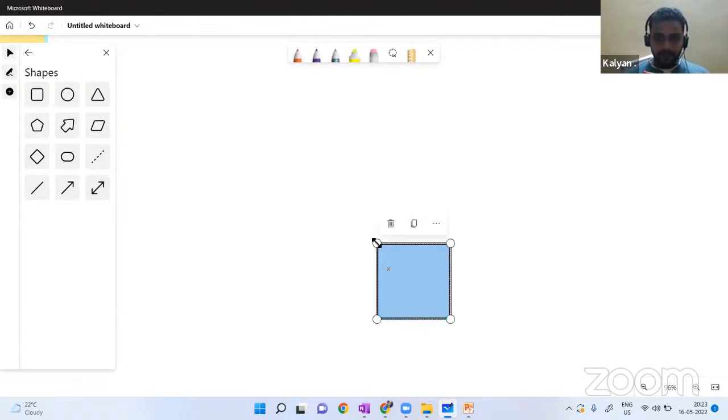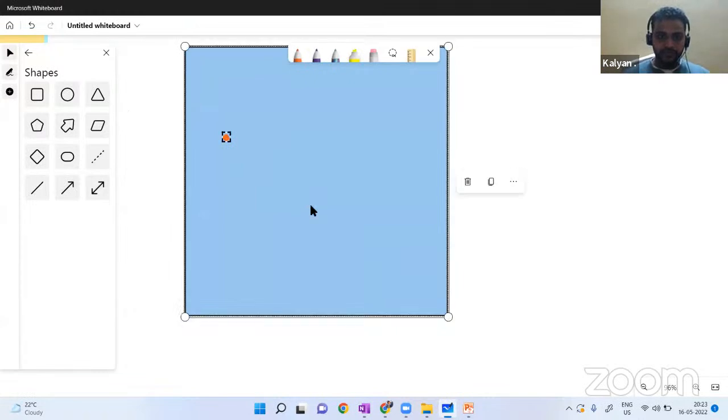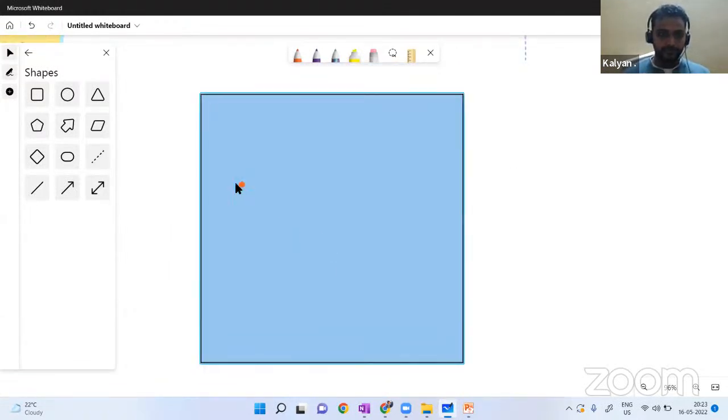Let me draw a table so that you will understand this concept easily.